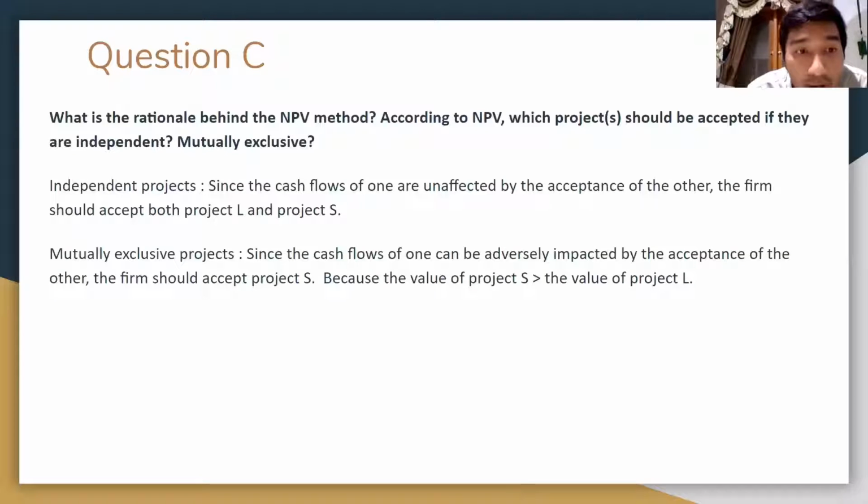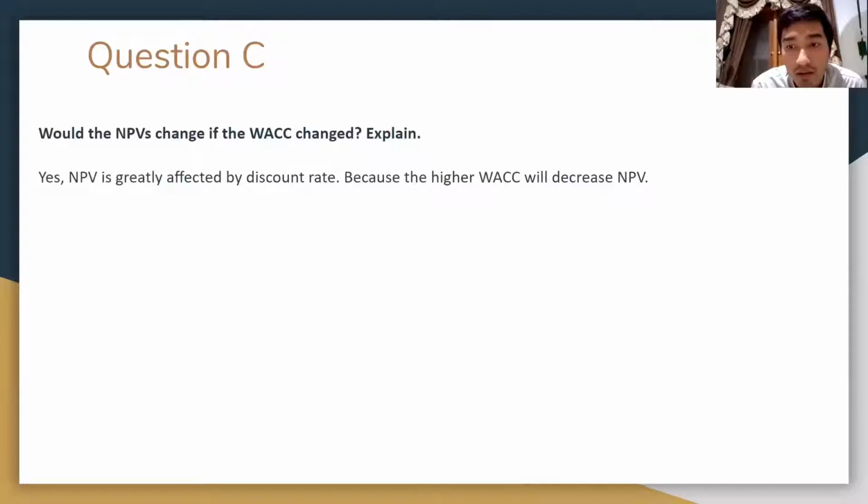According to NPV, which project should be accepted if they are independent or mutually exclusive? For independent projects, since the cash flow of one is unaffected by the acceptance of another one, the firm should accept both project L and project S. If the projects are mutually exclusive, since the cash flow of one can be adversely impacted by the acceptance of the other, the firm should accept project S because the value of project S is higher than the value of project L. Okay, next.